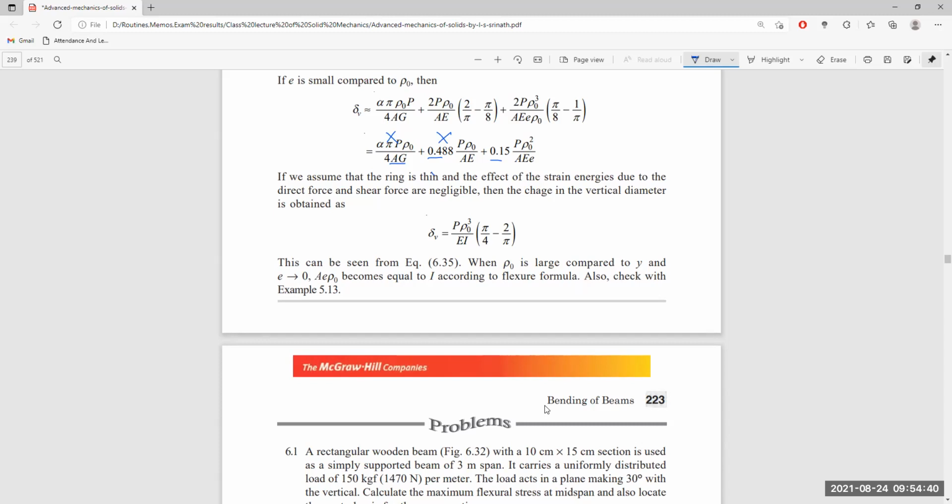This can be seen where rho is large compared to y, and e is equal to 0, the delta, E rho 0 itself. E by U equal to pi according to the Flexner formula. Also check with example 5.3.